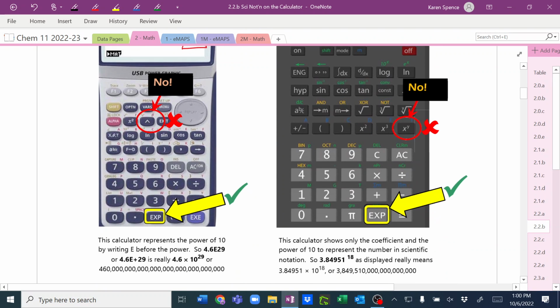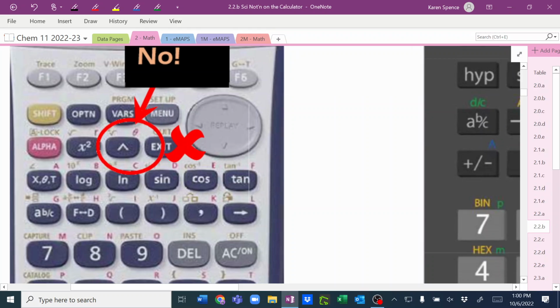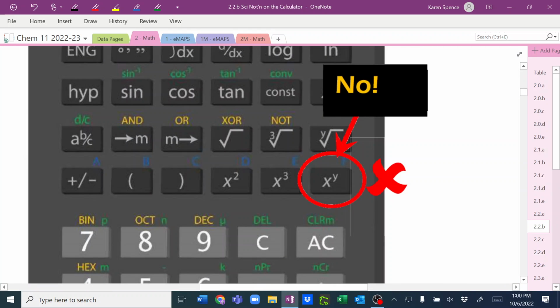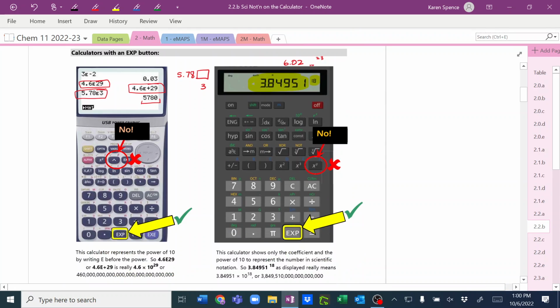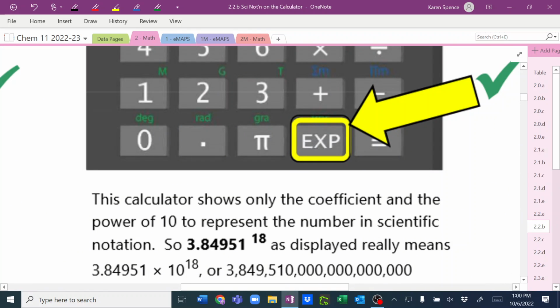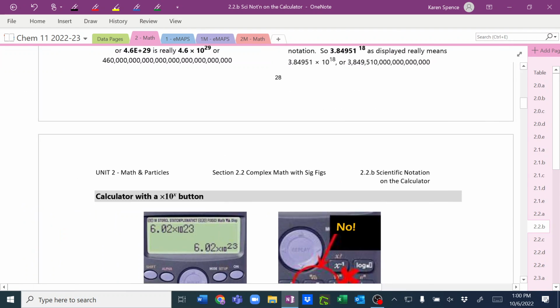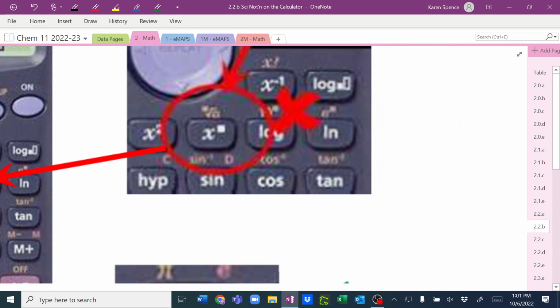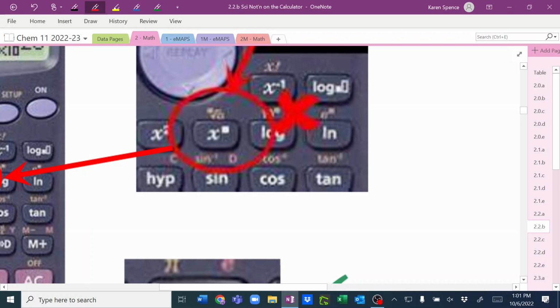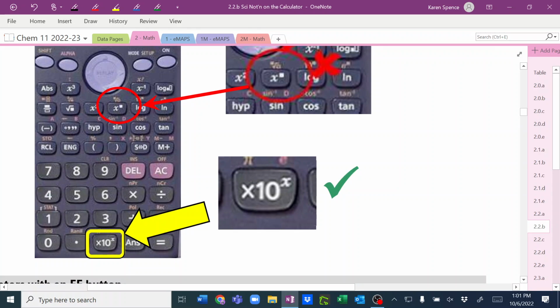So I spend a lot of time saying no. Okay? No, do not use the caret. No, do not use the X to the Y. There's images all over here. I got a little carried away. And I'm like, oh, yes, use the EXP button. Yes, use the EXP button. See what we got in there. Oh, look, there's more no's. Do not use this little X to the box. I don't even know what that is. Don't use that one. Yes, use the little one that says times 10 to the X, if that's the one you have.